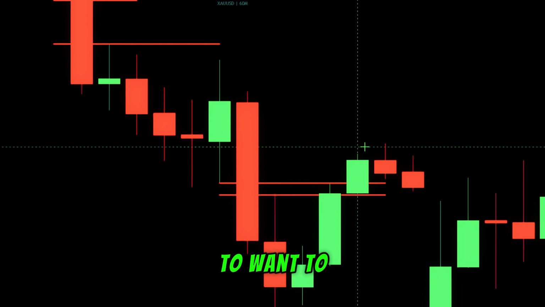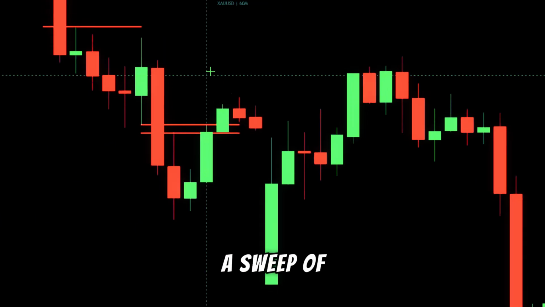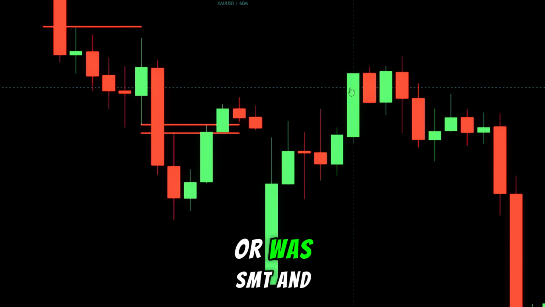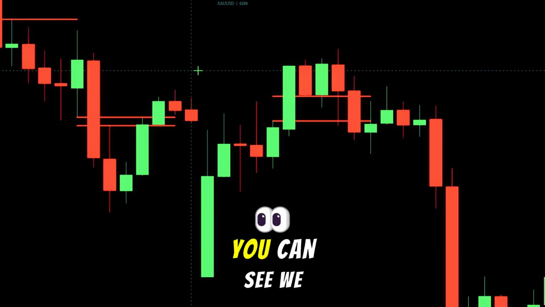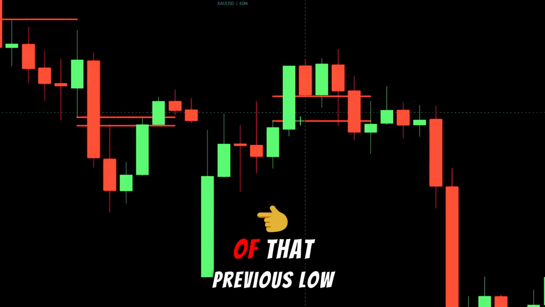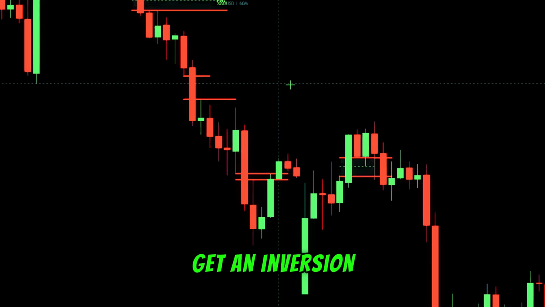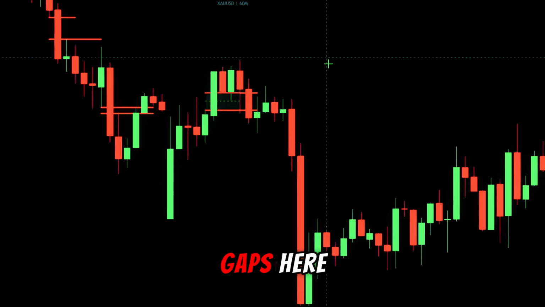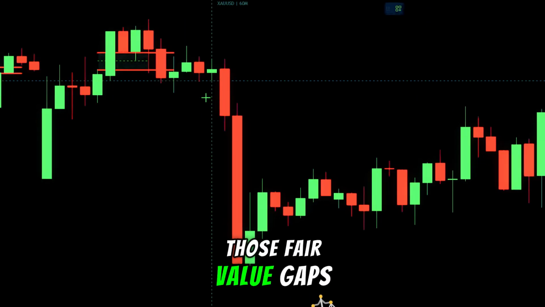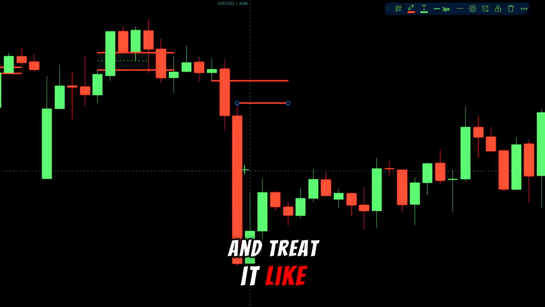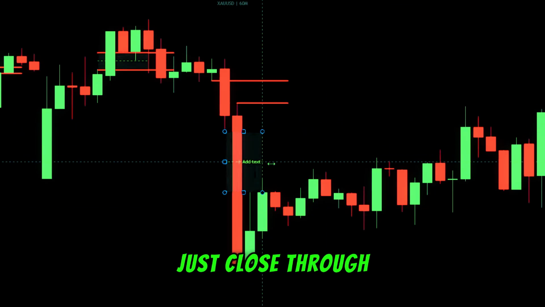If we're going to want to look for an inversion, what do we want to see? A sweep of this previous low, or with SMT, and then inversion. You can see we do get the sweep of that previous low right here. Now, do we get an inversion? You can see there are multiple fair value gaps here. So in this case, I want to use all of those fair value gaps and treat it like one big fair value gap. And you can see we do not just close through it.